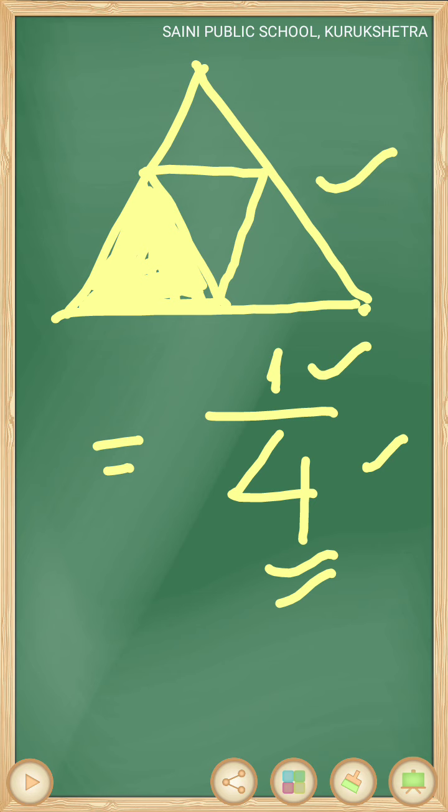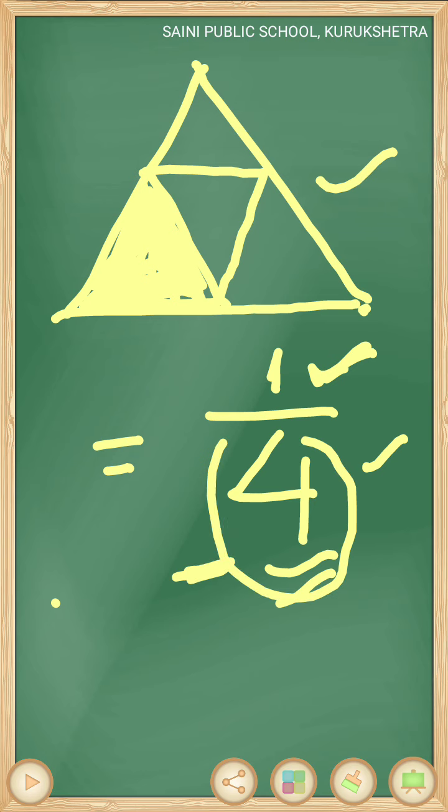The upper number 1 indicates the number of shaded parts and it is called the numerator, and the lower number indicates the total number of parts in which we are dividing a thing and it is called the denominator. So on the basis of this numerator and denominator we can write fractions.